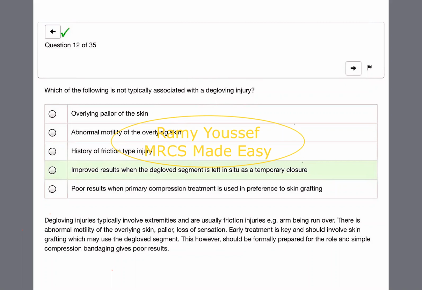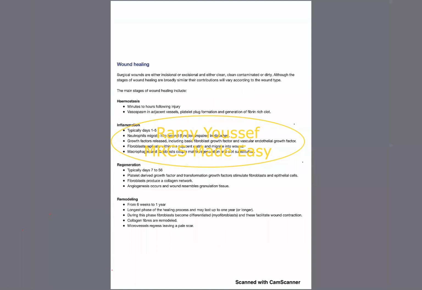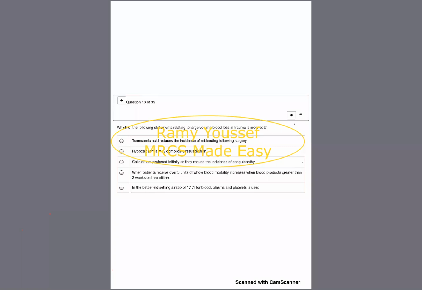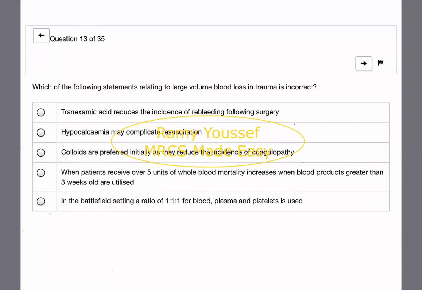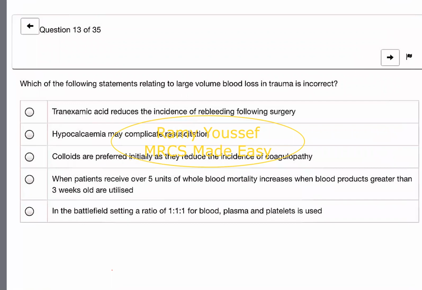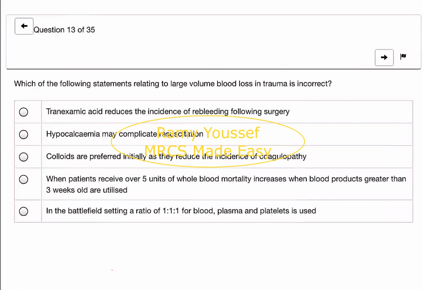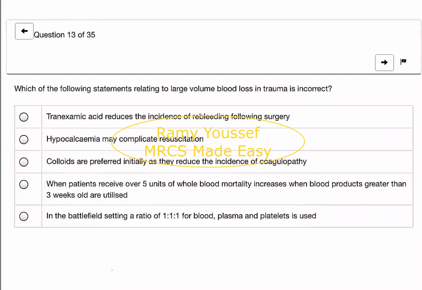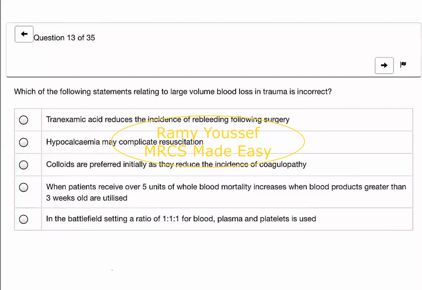Next question. Who's there? Yes, sir. Which of the following statements relating to large volume blood loss in trauma is incorrect? Tranexamic acid reduces the incidence of rebleeding following surgery. Hypocalcemia may complicate resuscitation. Colloids are preferred initially as they reduce the incidence of coagulopathy. When patients receive over 5 units of whole blood, mortality increases when blood products greater than 3 weeks old are utilized. In the battlefield setting, a ratio of 1:1:1 for blood, plasma, platelets is used.